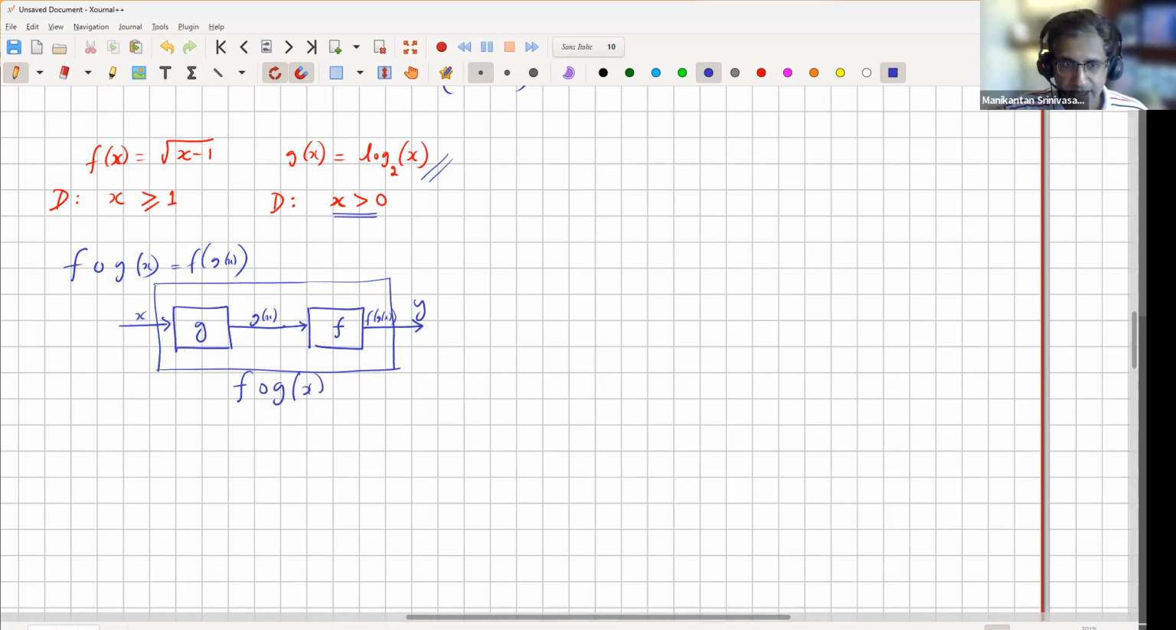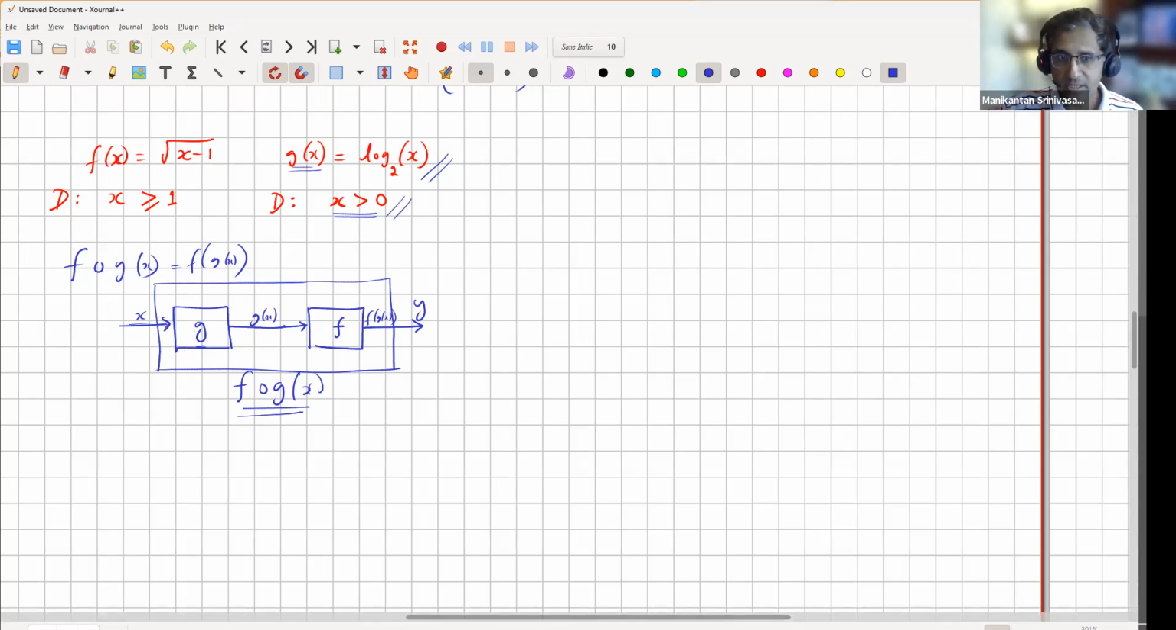But just because x is passing through g, it doesn't mean the domain for f of g of x will be the same as the domain for g. Okay, I'll repeat again. Just because the first block that x passes through is g, we cannot conclude that the domain for this entire block is the same as g's domain.